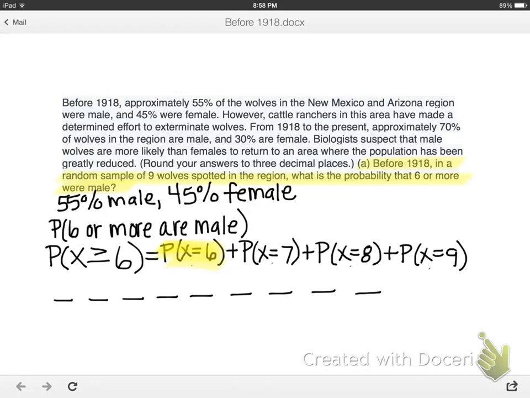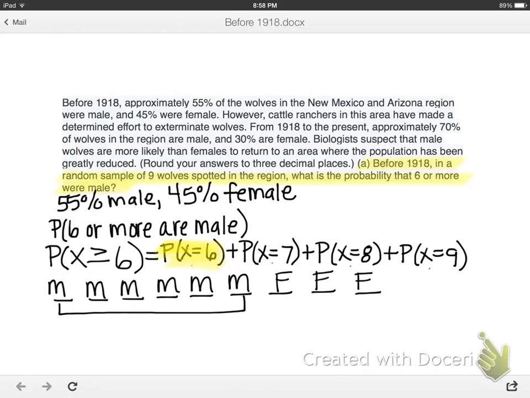So I'm focusing right now on finding the probability that exactly 6 of those wolves are male. So if 6 of them are male, I would have 6 males and 3 females. Now, keep in mind, that's just one way to get 6 males. I don't have to get all 6 males first and then 3 females at the end. But first, let's just figure out the probability of that, and then we'll see how we repeat that iteration over and over again as many times as it's possible to get 6 male wolves.